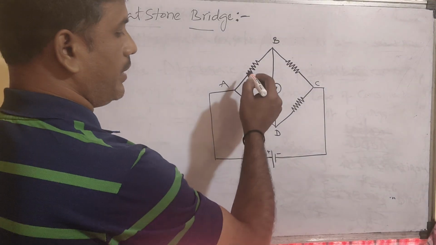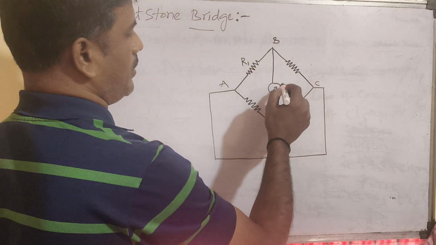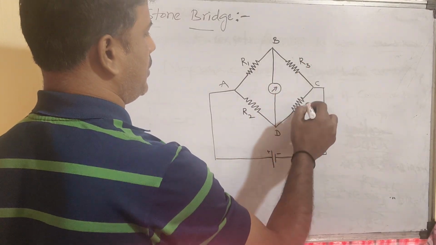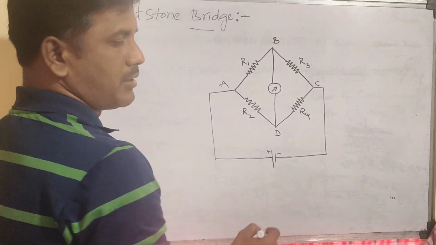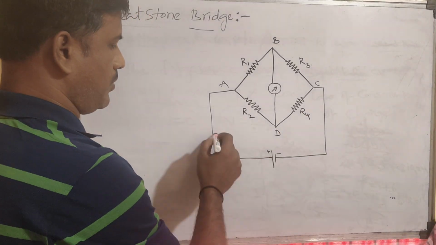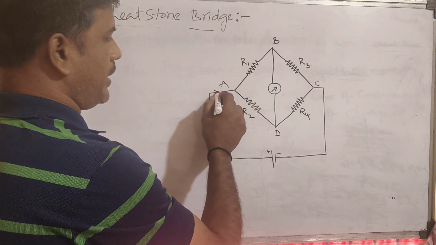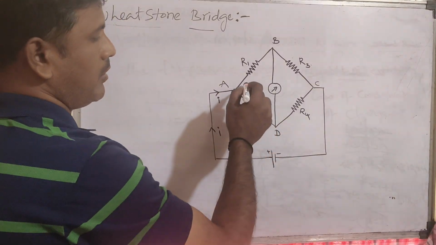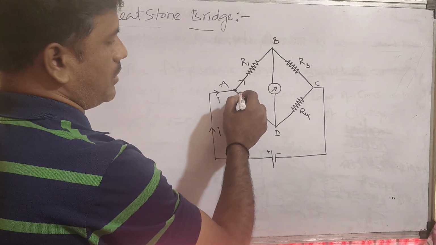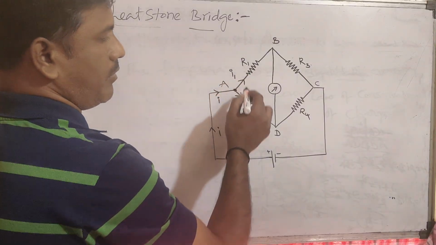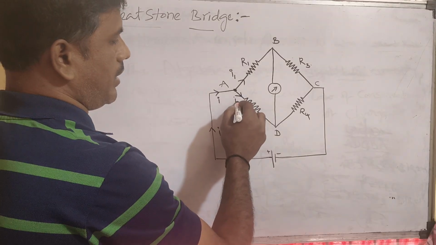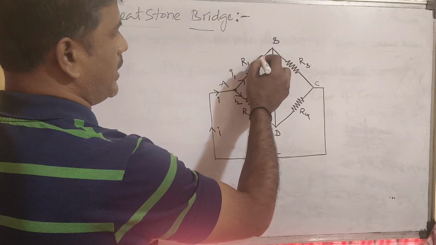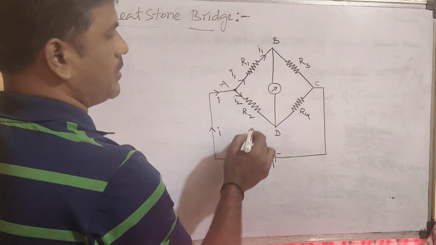Observe here, the resistances are R1, R2, R3, and R4. What current passes? From the positive terminal, the total current I passes, but at junction A it splits into two currents. Some current is I1, and the remaining current is I2. So on this side, from A to B, the current I1 passes.